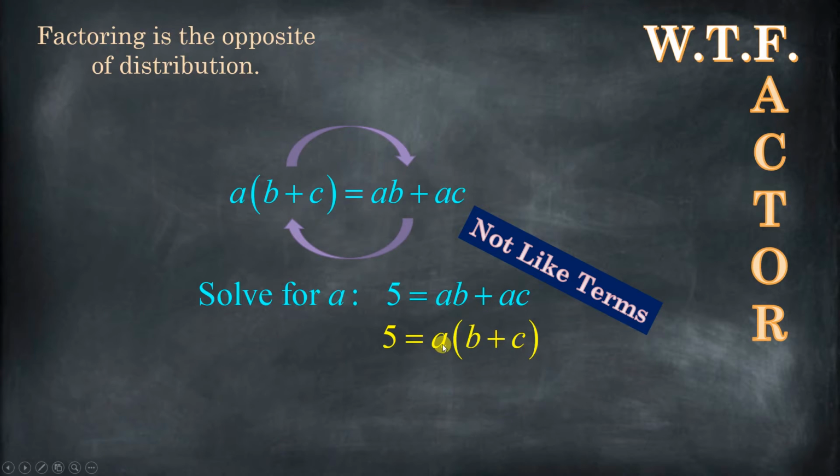Now, we need A by itself. It's multiplying by that group, B plus C. So we're going to just divide both sides by B plus C, and we are done.